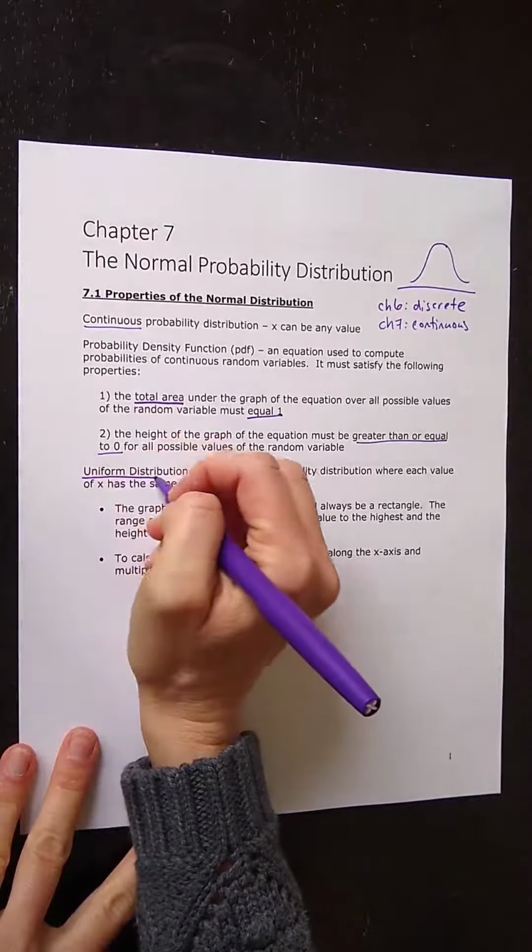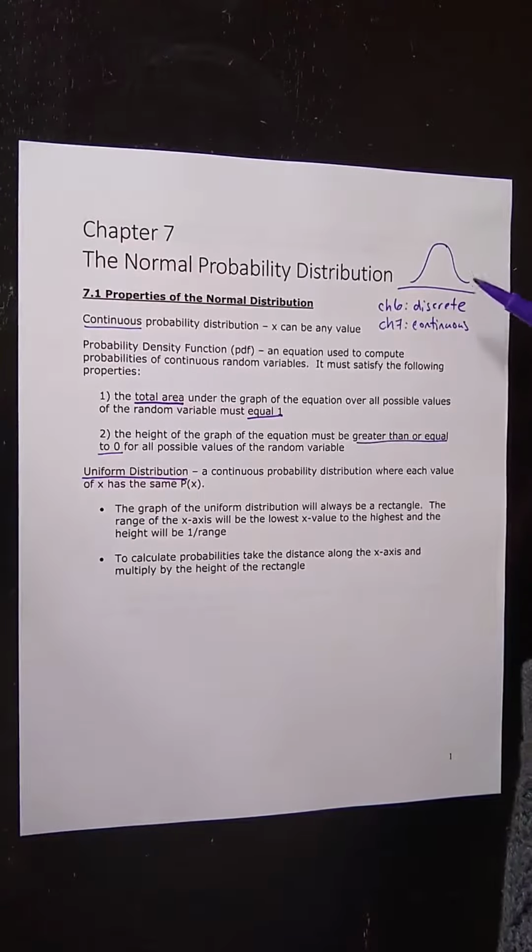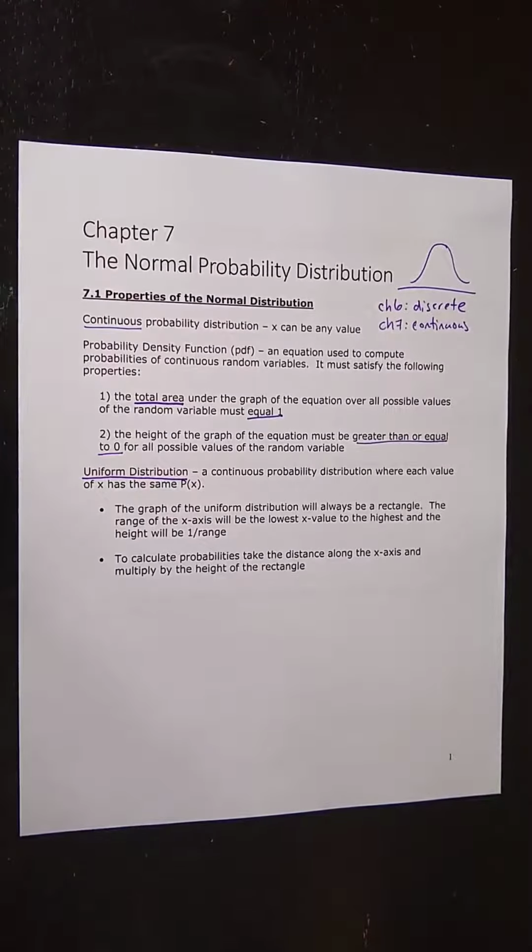A uniform distribution is a continuous probability distribution where each value of x has the same p of x, the same probability. The graph of the uniform distribution will always be a rectangle, so it's kind of the boring one before we get to the bell curve. The range of the x-axis will be the lowest x value to the highest, and the height will be 1 over the range. To calculate probabilities, we take the distance along the x-axis and multiply by the height of the rectangle.